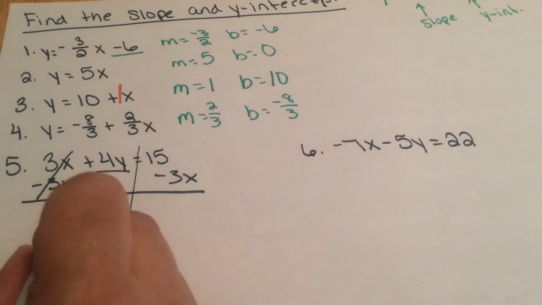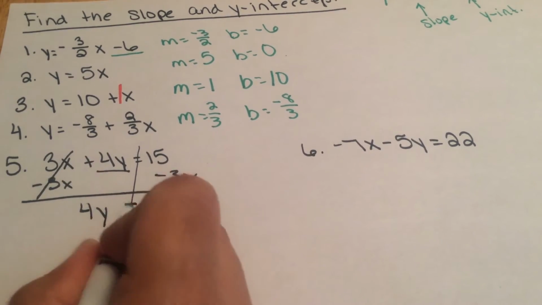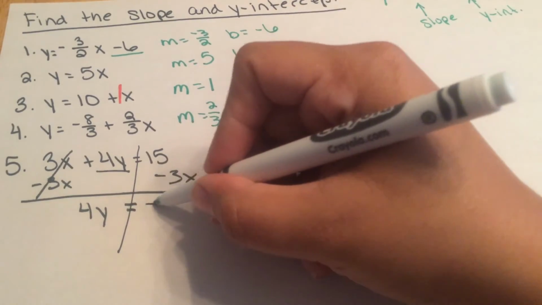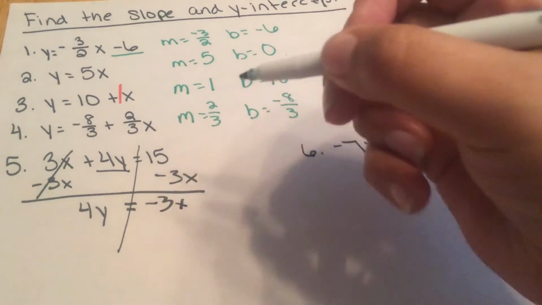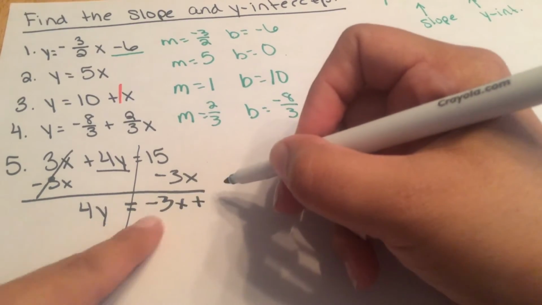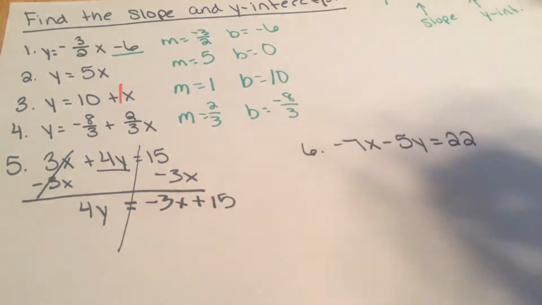It's gone on the left side, so we're only left with 4y equals. And on the right side, since these two are not like terms, I just want to rewrite it. Because our slope formula had the x term first, that's why I want to put it first. So negative 3x plus 15.